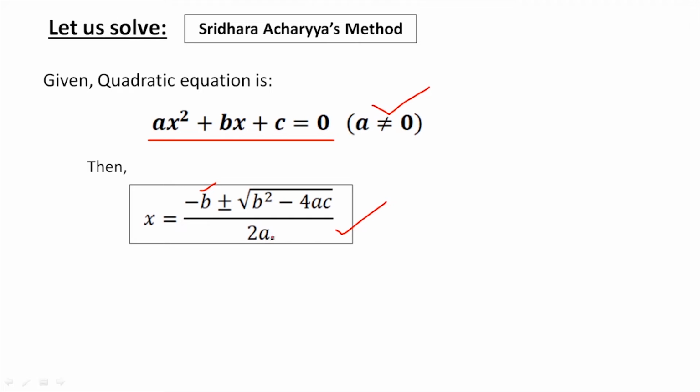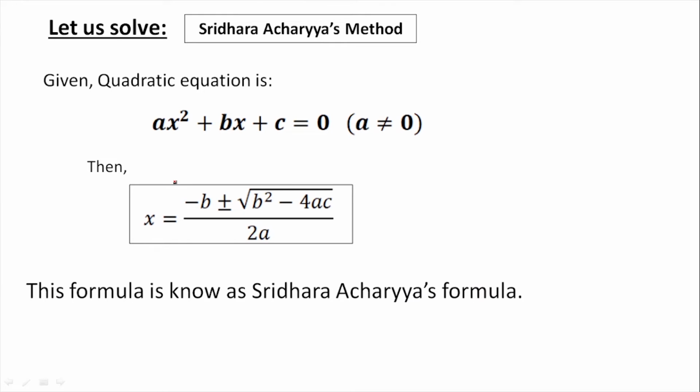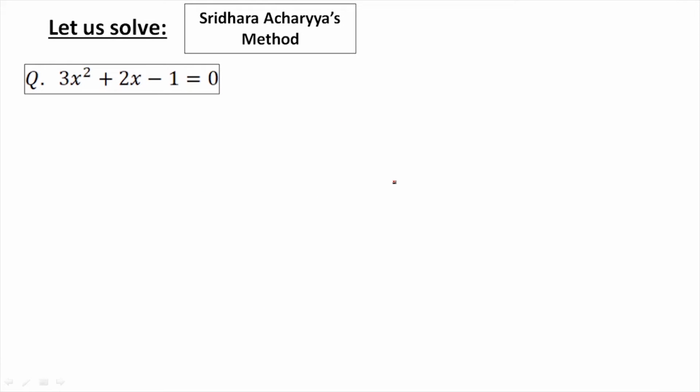This is the formula to directly find the value of x, and this formula was given by the ancient Indian mathematician known as Sridhara Acharyya. This formula is known as Sridhara Acharya's formula. It looks a bit complicated when we see it in this way, so let's try to work it out with the help of an example. Here this is a quadratic equation.